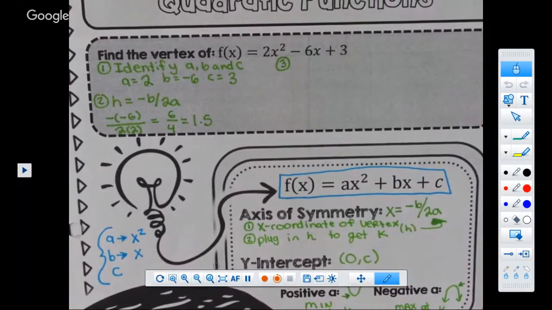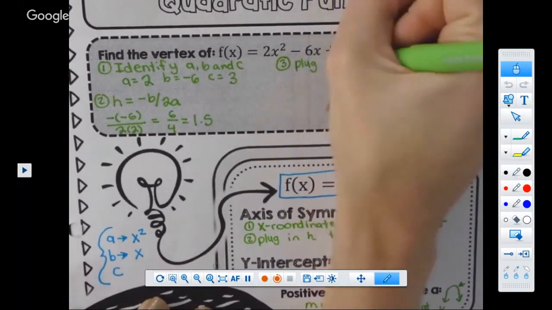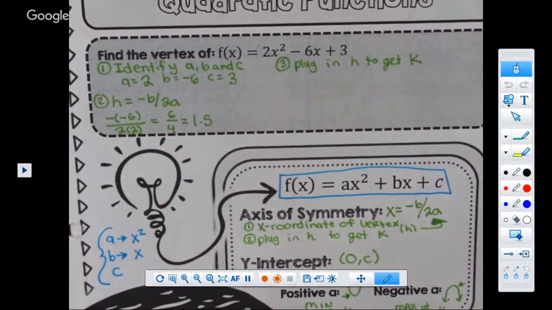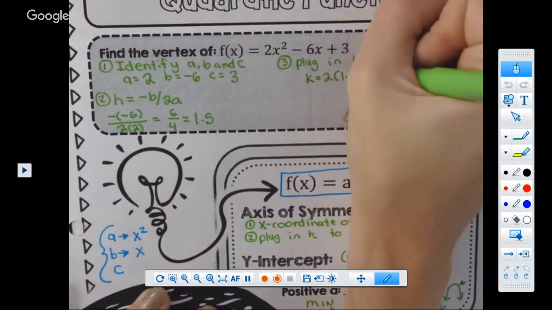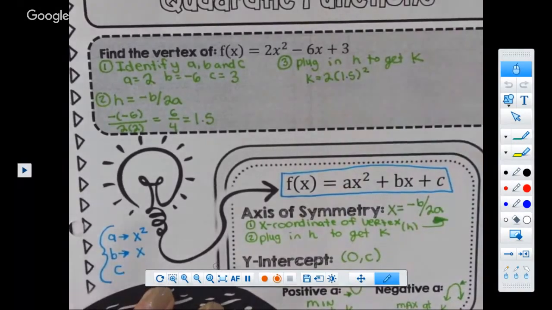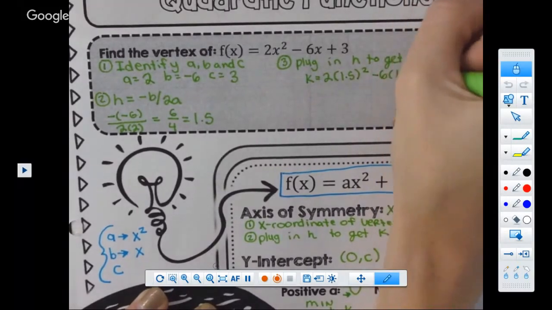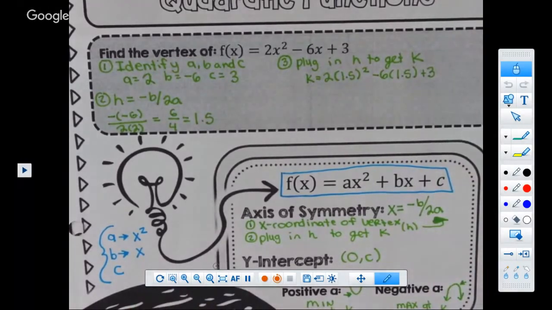And that leads us to the last step. Once we find h, we're going to plug in h, and it's going to give us k. So we're going to take that equation, with x as 1.5. Here's what it looks like: 2 times (1.5) squared, so instead of x, we're going to plug in 1.5, minus 6 times 1.5 plus 3. I know it sounds silly, but I want you to get your calculators out and make sure your answer matches my answer.